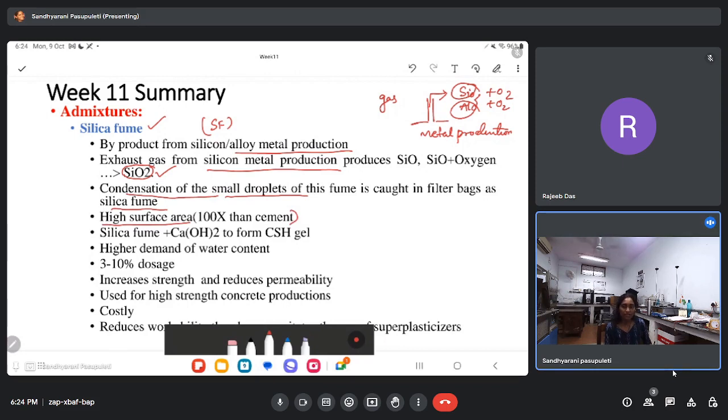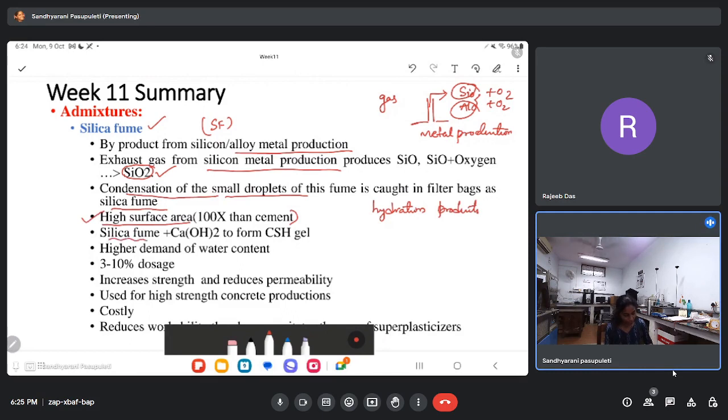So we need to understand that when the surface area is 100 times more than the cement, that means it actually requires more water to hydrate, because if we are not able to provide the amount of water required for the hydration, then we will not obtain the hydration products. If we do not obtain the hydration products, then strength will not be obtained. Thereby, the higher the surface area, the higher the requirement of water.